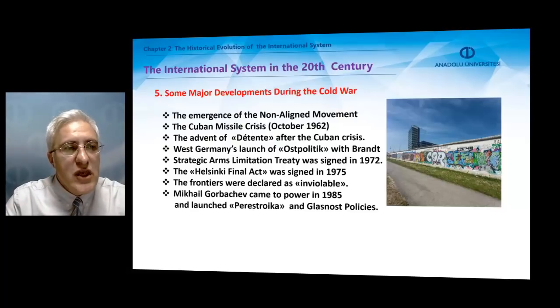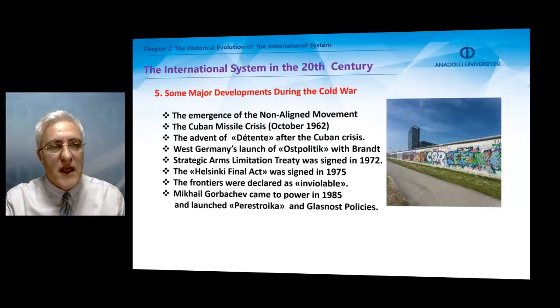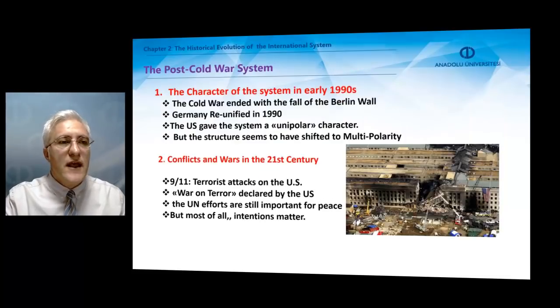And there was also some good news during the Cold War, such as the Strategic Arms Limitation Treaty, which was signed in 1972, as well as the Helsinki Final Act, signed in 1975. And we see the rise of Gorbachev in 1985 as the leader of the Soviet Union, and he defined perestroika and glasnost policies, which would herald the end of the Cold War.